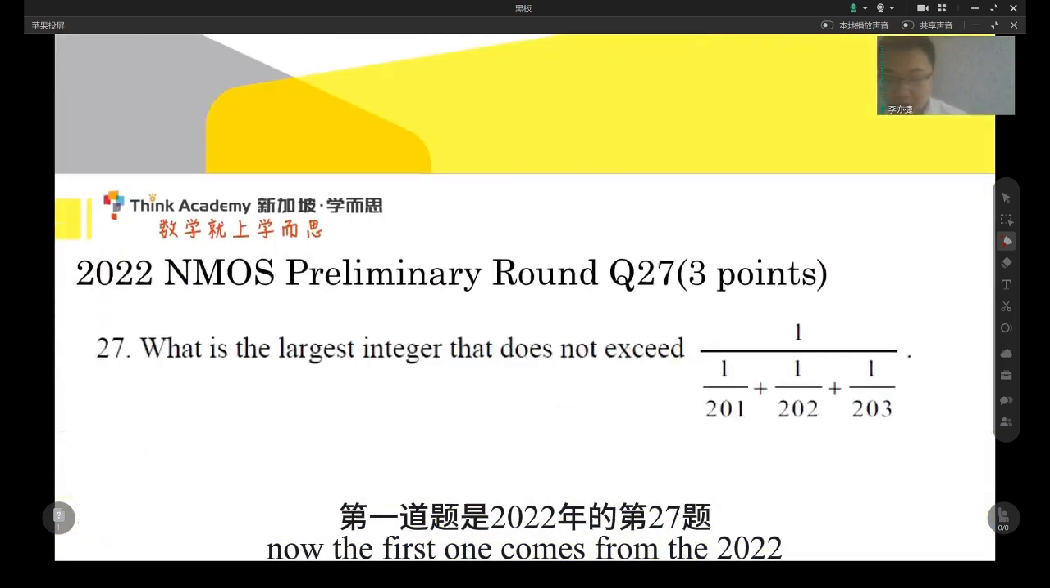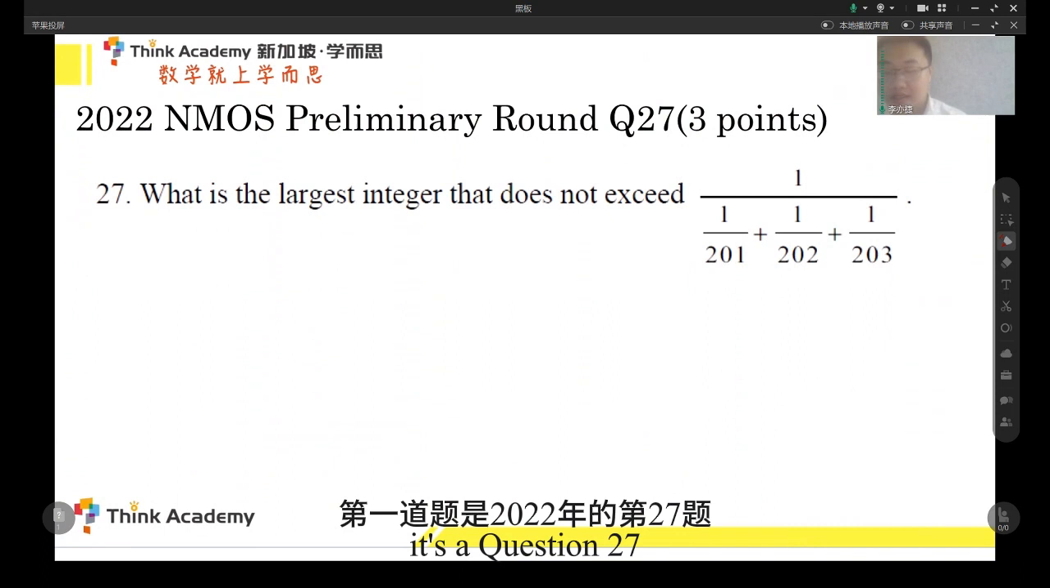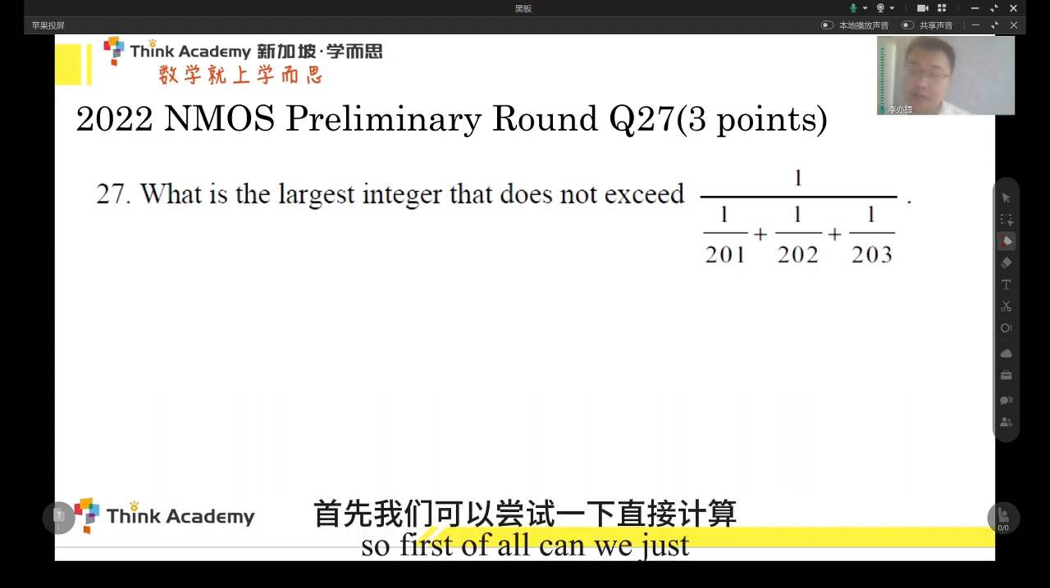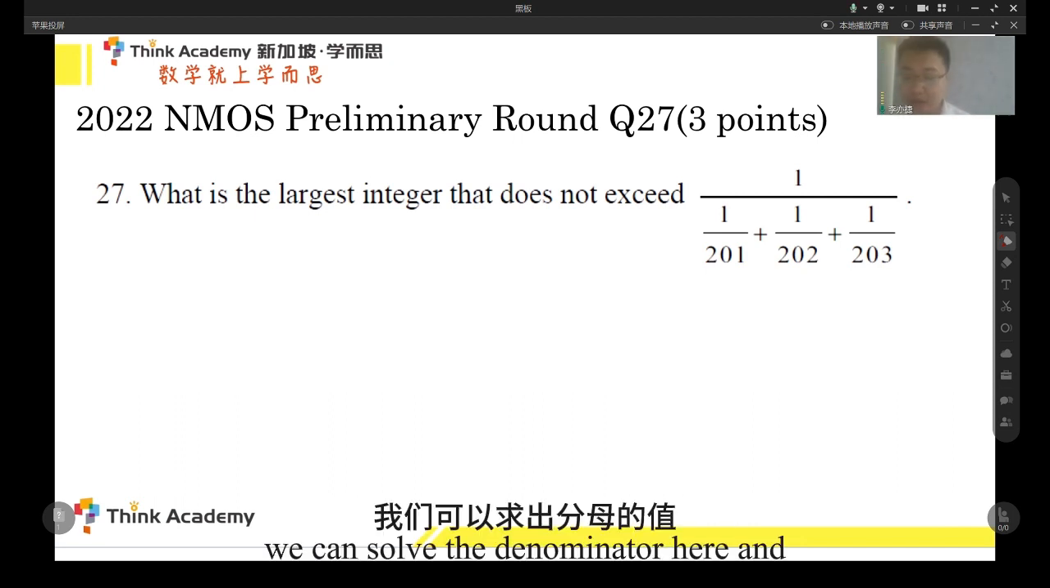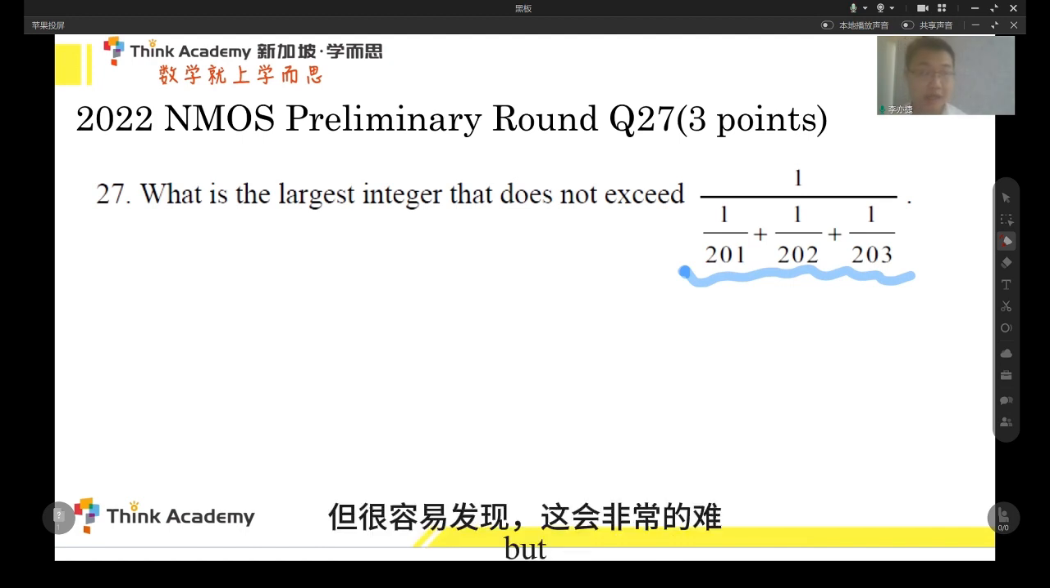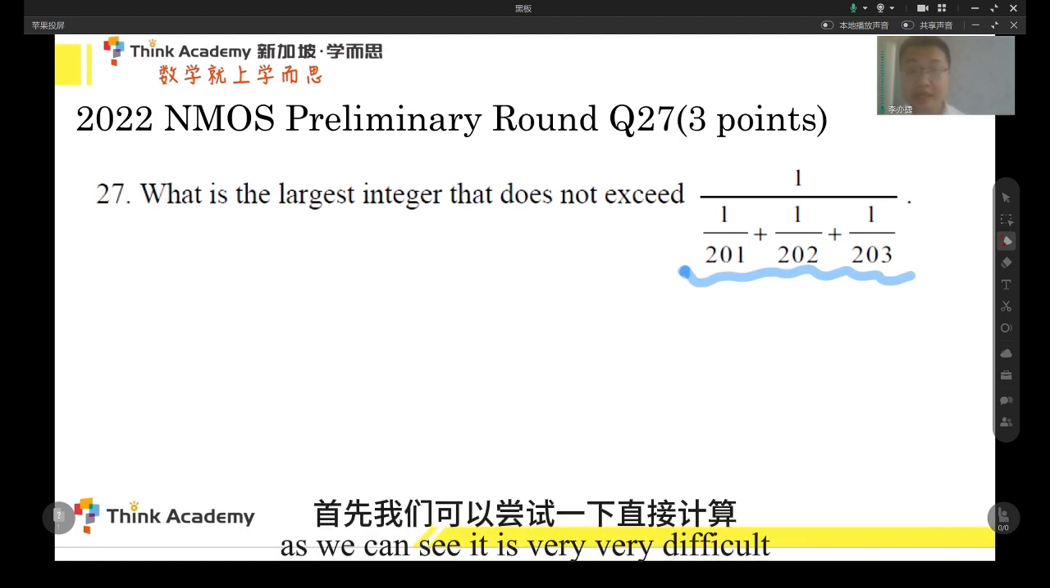Now the first one comes from 2022. It's question 1727. We need to find the largest integer that does not exceed this complex fraction. First of all, can we just calculate the value directly? It can. We can solve the denominator here and divide 1 by it to get this value, right? But as you can see, it is very, very difficult.